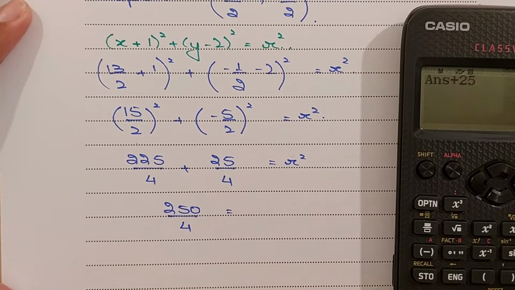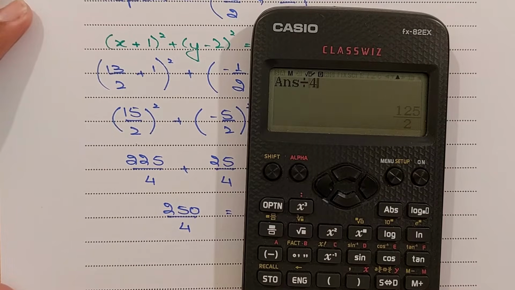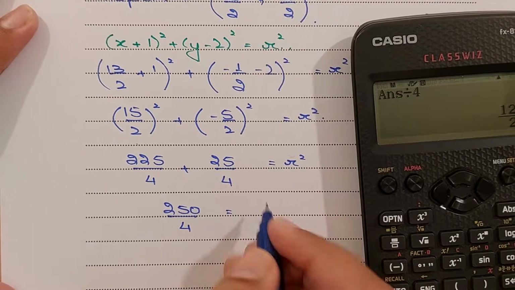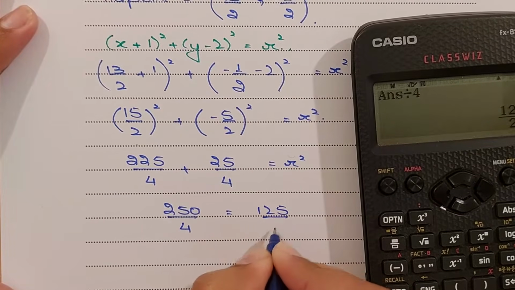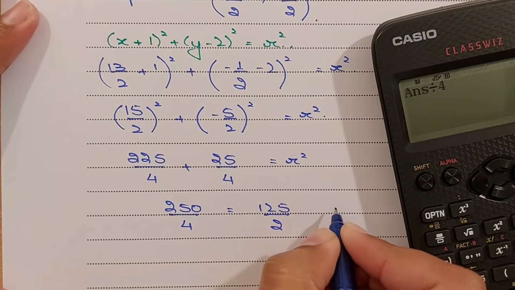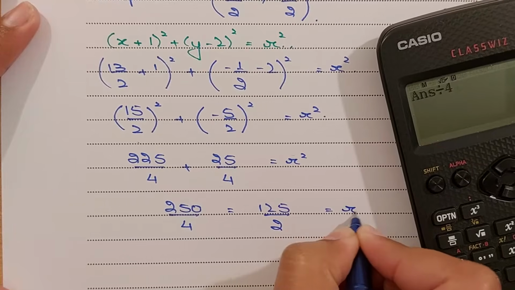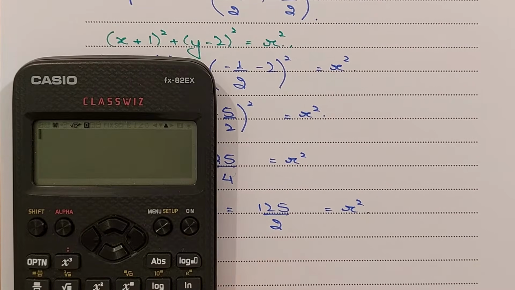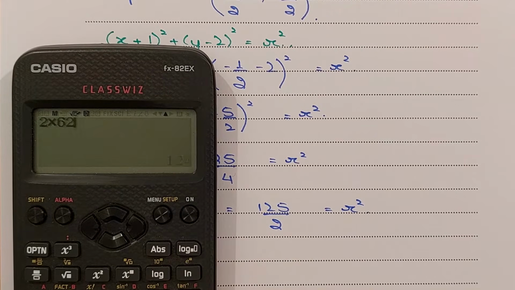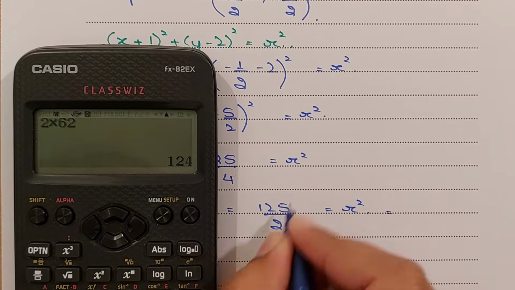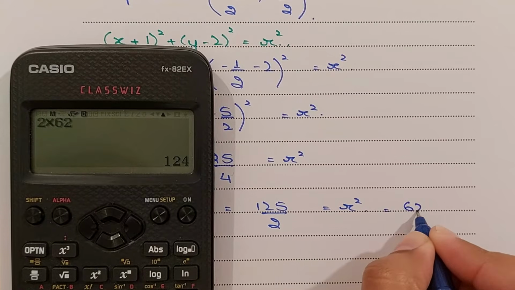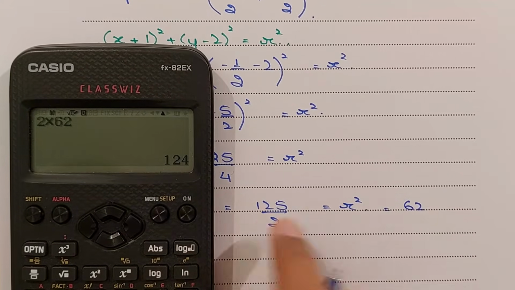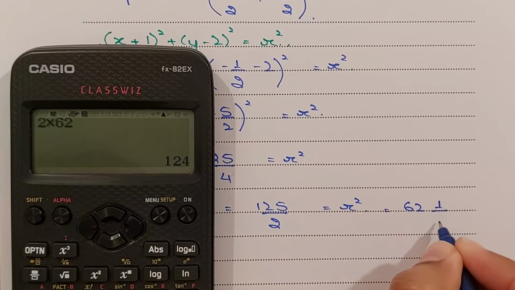250 divided by 4 is 125 by 2. 125 divided by 2 is equal to the radius r square. You can keep the r square as it is, or we can say 2 times 62 is 124 into the whole number. You can convert: 62 is a whole number, 124 plus 1 is, and 1/2.